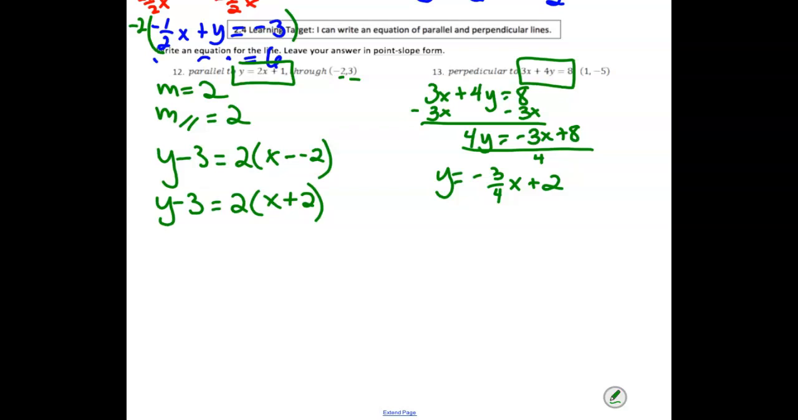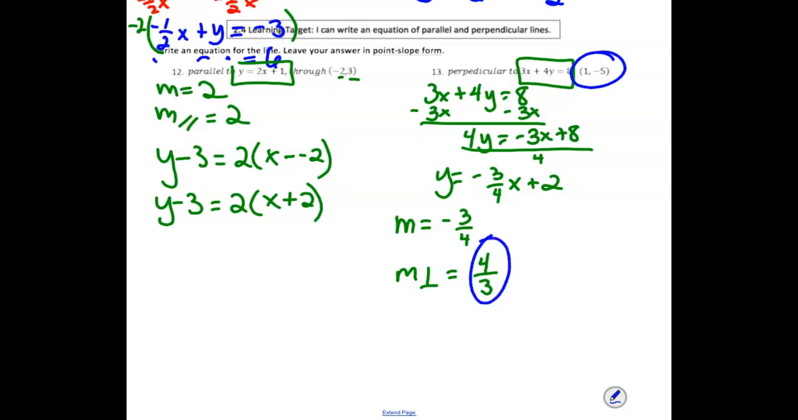So my initial line, my original line, has a slope of negative 3/4. My perpendicular line will need a slope that's opposite and reciprocal. So opposite would become a positive value. The reciprocal of 3/4 would be 4/3. Then we can plug them into our equation using this point and this slope.